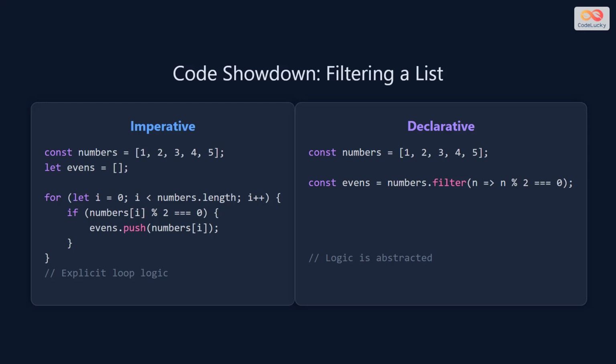Let's look at the code. On the left, the imperative approach uses a for loop to manually iterate through numbers and push even ones into a new array. On the right, the declarative approach simply uses the filter method. It reads much more like a sentence: filter the numbers where n is even.